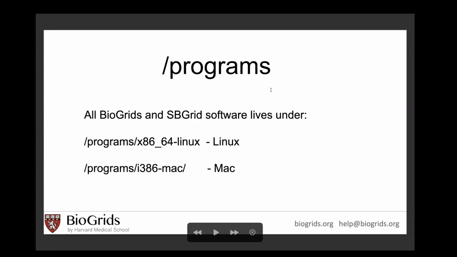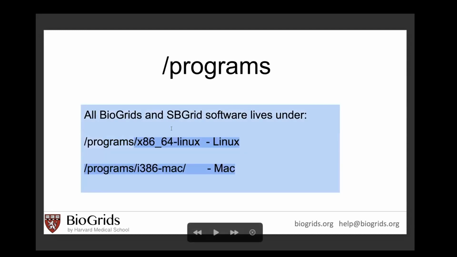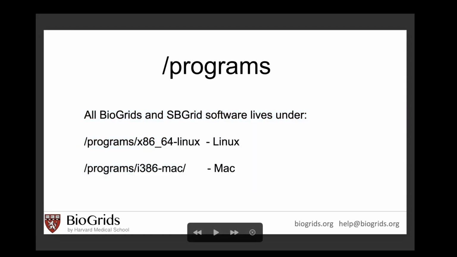And so in a site-wide installation, like on a compute cluster, if you add BioGrids to your SBGrid collection, they will both live in the same place. They live under /programs, under x86_64-linux for Linux machines, and i386-mac on Mac machines.